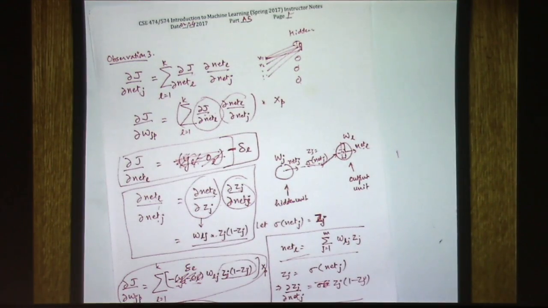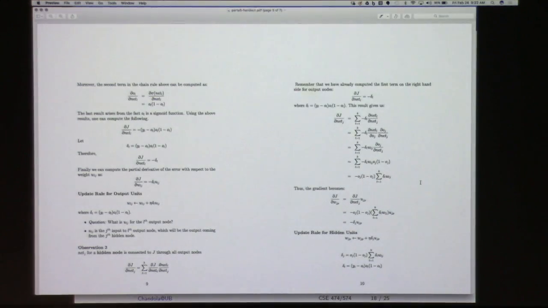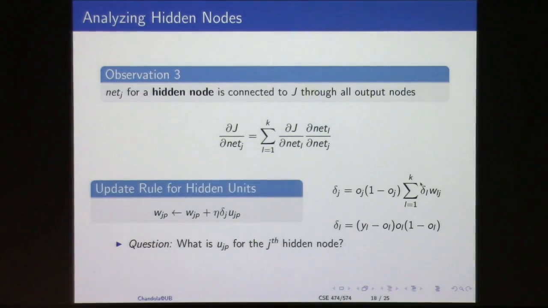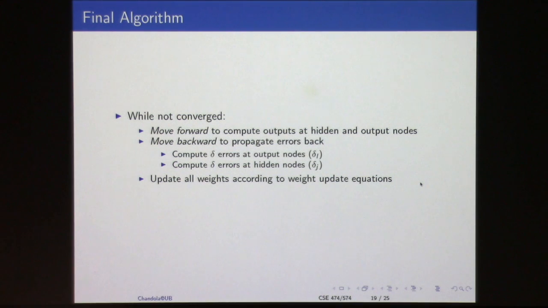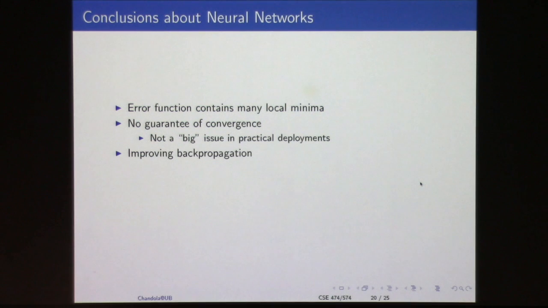So after this, what I want to do is talk more about neural networks, just a general discussion, no derivations anymore. All right, so this is the general algorithm that you know already. Now there are some questions about neural networks, right? So one thing, of course, is that the error function is not really convex, okay?